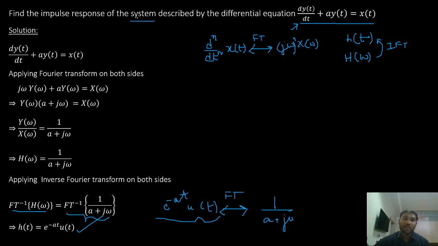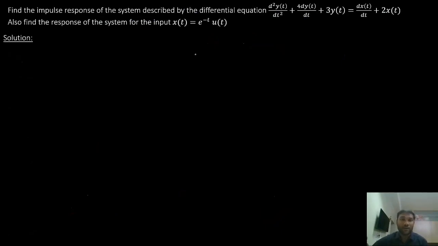So this is how I can find the impulse response from the given differential equation. What did I do? I took the given differential equation, applied Fourier transform on both sides, and found the system function. Then I apply inverse Fourier transform to the system function, and I obtain my impulse response. That is how we can find the impulse response when a system is defined by its differential equation. Right? The next problem we'll look at.